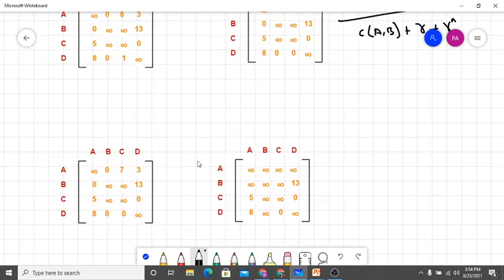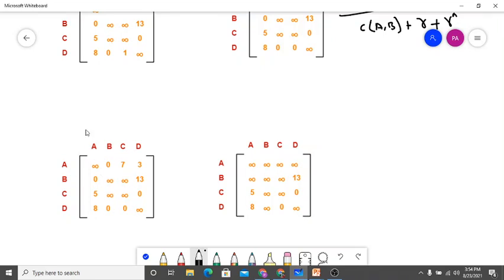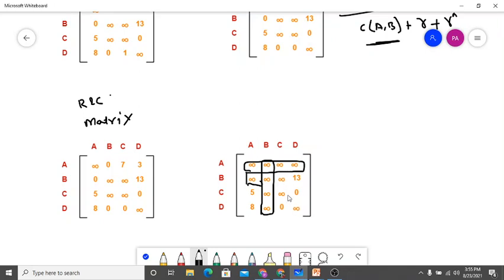If you see here in step 2, this was the matrix we got after row and column reduction. For this we are making infinity for A and B. Why are we doing this? Because we are going from A to B. When we are going A to B, A to B is infinity, and the same way B to A will also be infinity. So you can see the infinity here, but the rest of the infinities are the same where they were present.